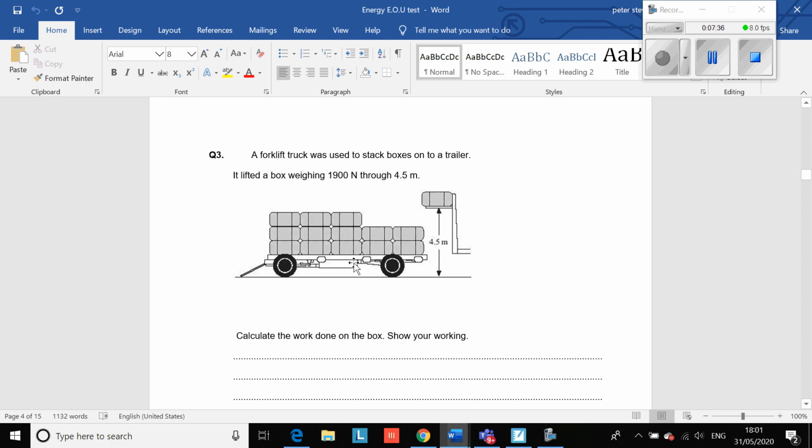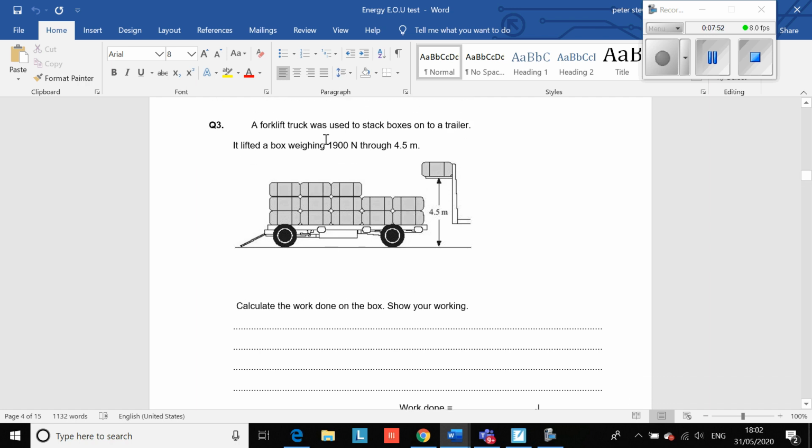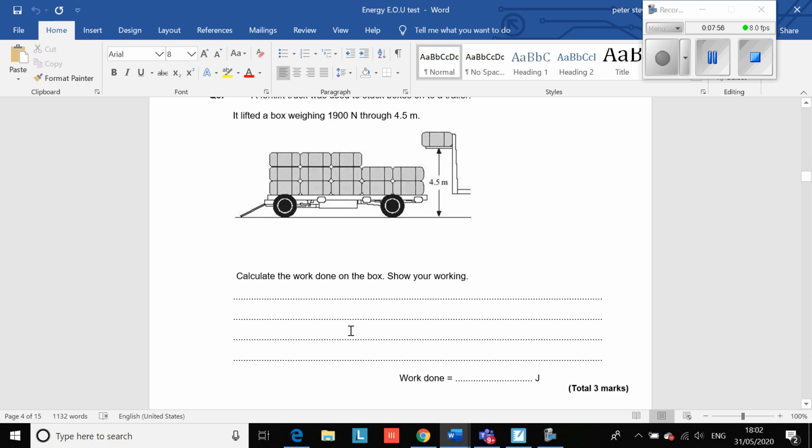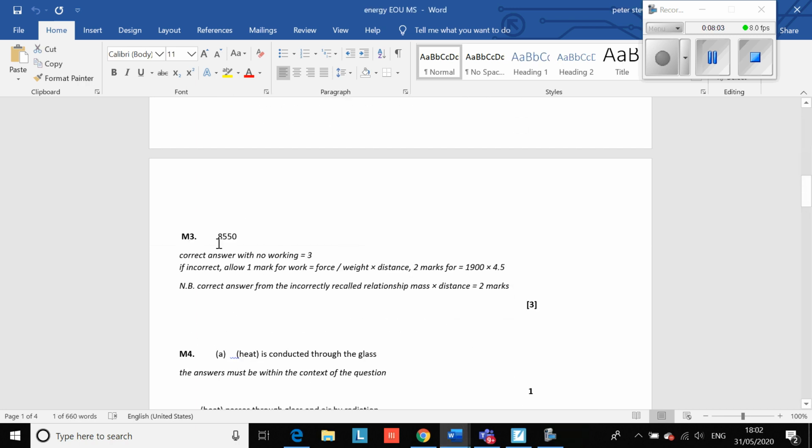Okay, question 3. A forklift truck was used to stack boxes into a trailer. It lifted a box weighing 1,900 newtons through 4.5 meters. Calculate the work done, show your workings. So the equation for work done is force times distance. So you've got those. So basically you just need to do 1,900 times 4.5, which gives you an answer of 8,550.